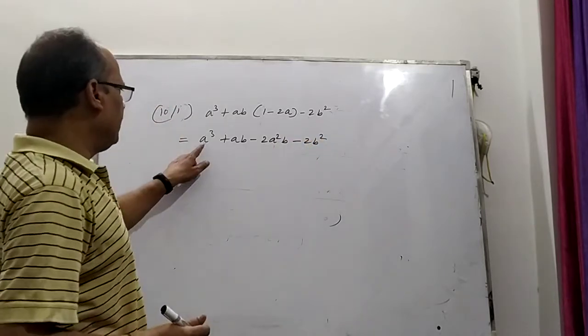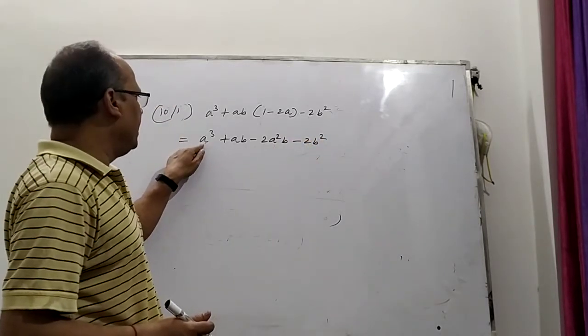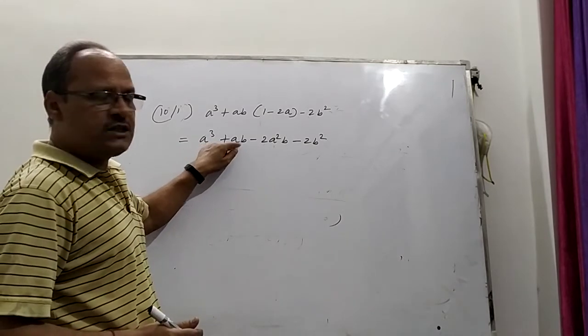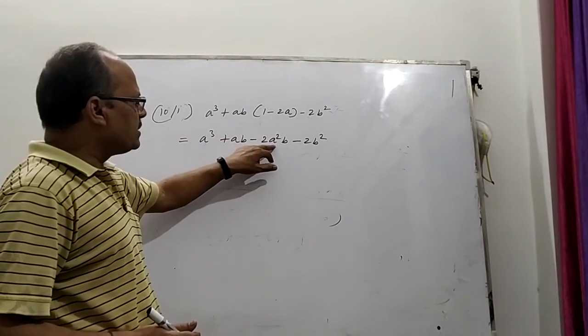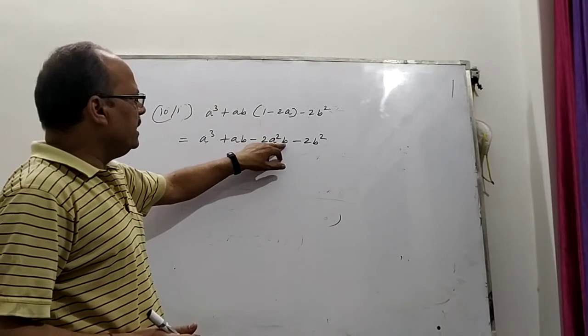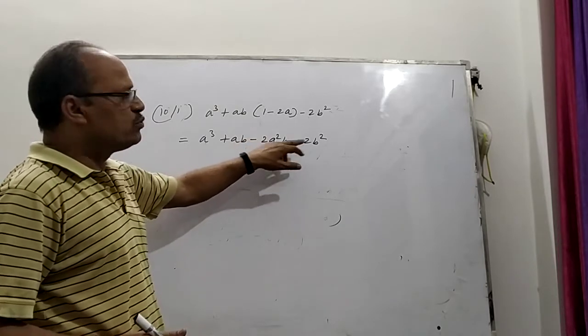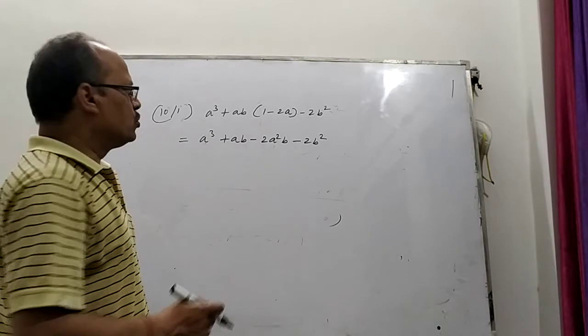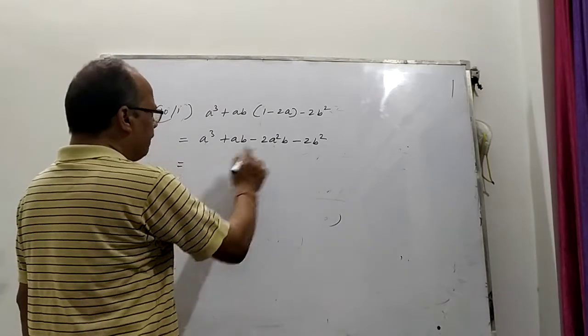You will see what will be common. If you are taking a common, what will remain? a² + b. You see, is this possible or not possible here? If 2b is common, a² + b is common. So it is not in the proper way.